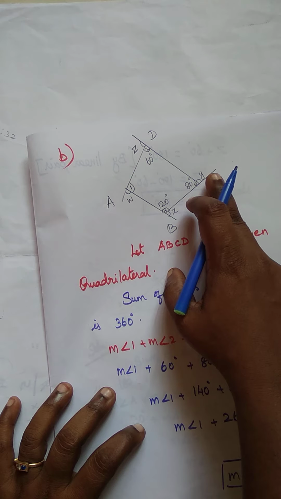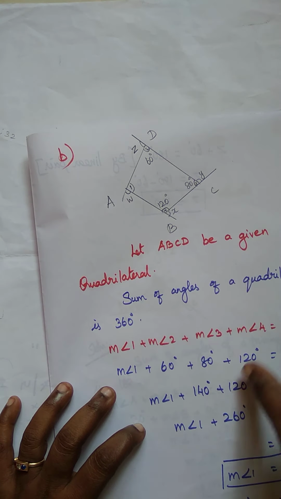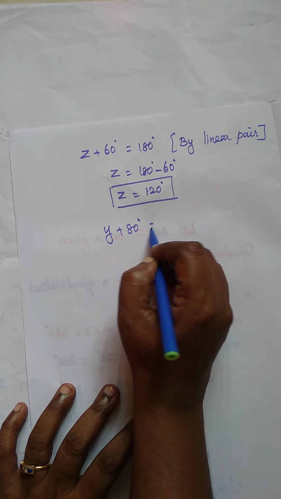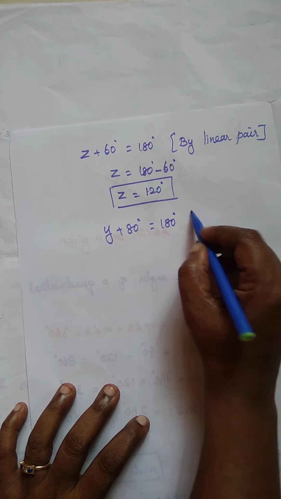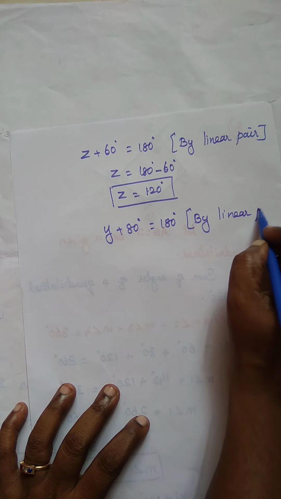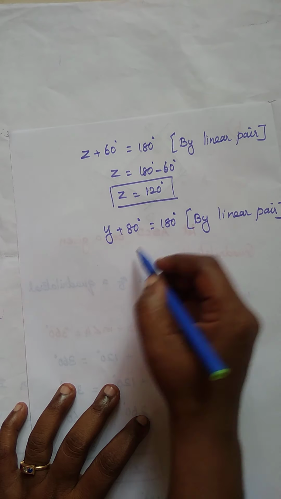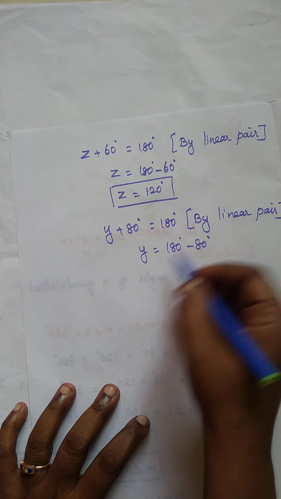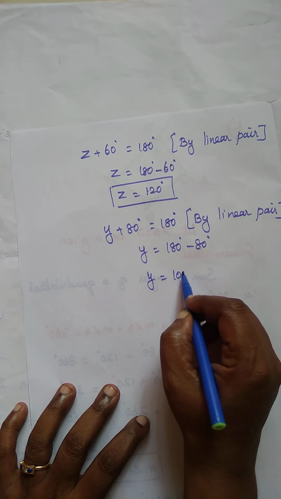The next one, y. Sorry, y plus 80 degree is equal to 180 degree, in the same way, reason by linear pair. So now we subtract this 80 from 180 degree. So we get y angle is 100 degree.